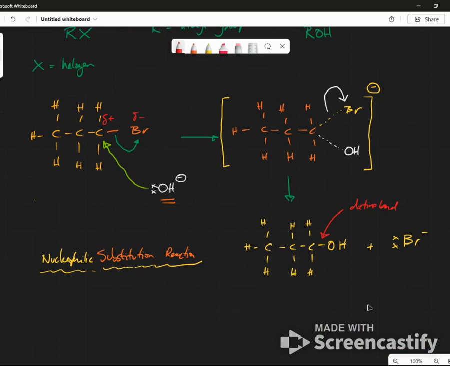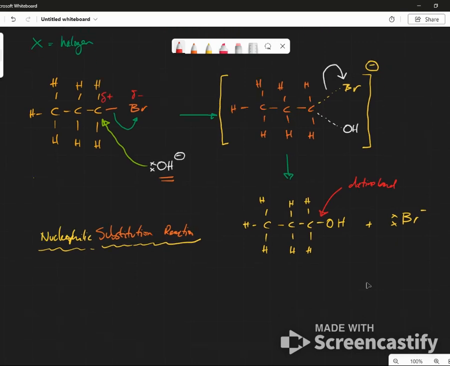Excellent. Well done, Lungi. Do we use the same initiation? No, we don't. That is specifically for free radical substitution. That's not for nucleophilic substitution. Okay. All right. Now, here we go.